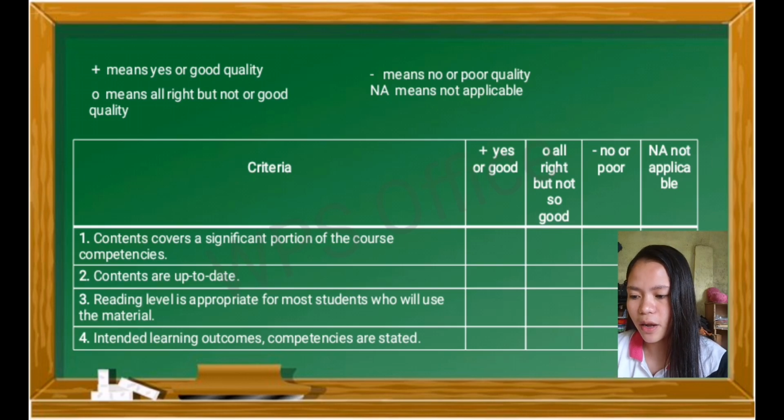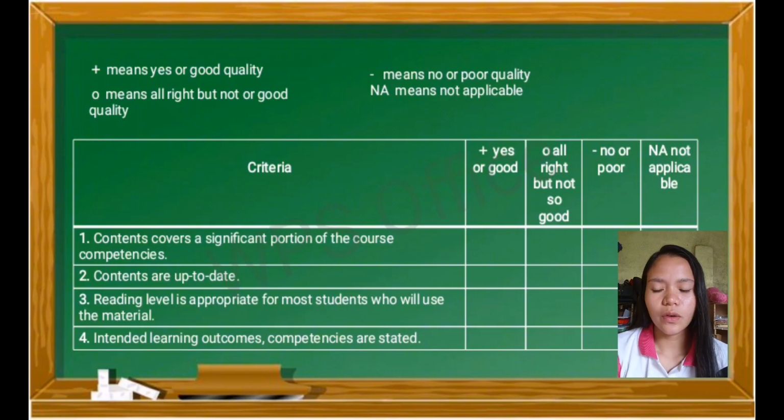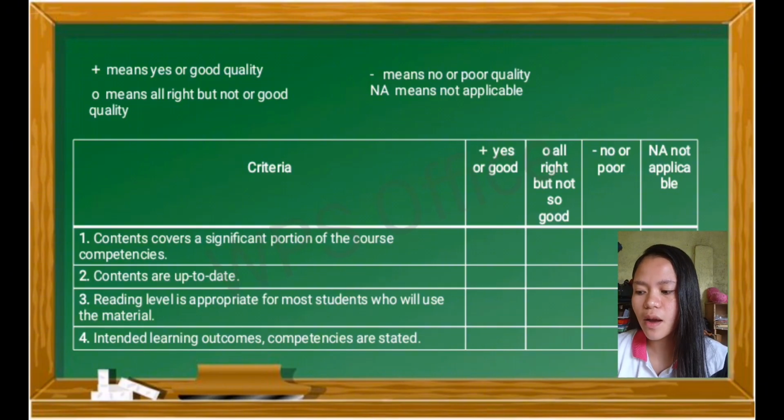So here are the criteria. The first criterion is: contents cover a significant portion of the course competencies. Is it yes or good? Is it all right but not so good? Is it no or poor? Or is it not applicable, or NA? Next, the second is: contents are up to date. Is it yes or good? All right but not so good? No or poor? Or not applicable?